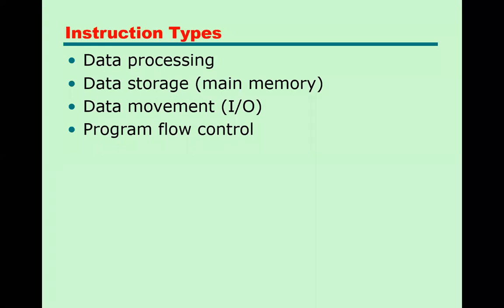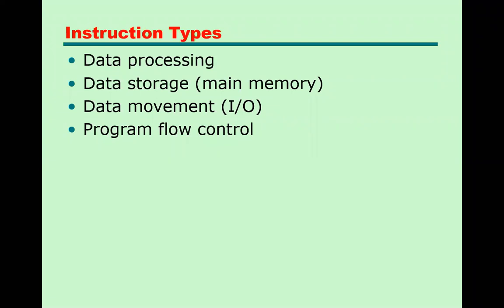Data processing means how we can process data. For example, if you want to perform an addition operation, instructions are available for data processing, like addition, subtraction, multiplication, division. All these instructions belong to data processing. Then data storage in main memory, and data movement. Whatever input you are giving, we have to store the data in main memory, and whatever data is in main memory, we have to move into a register or into the cache memory. So the move instruction we have seen.